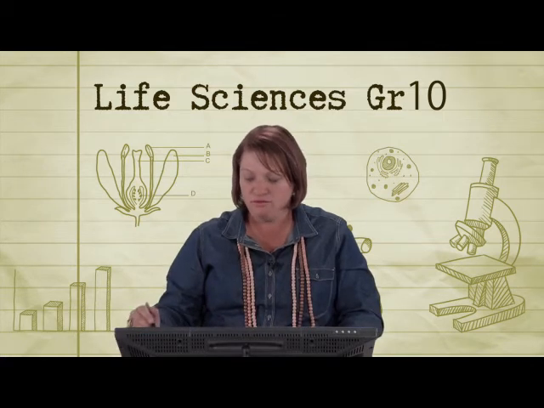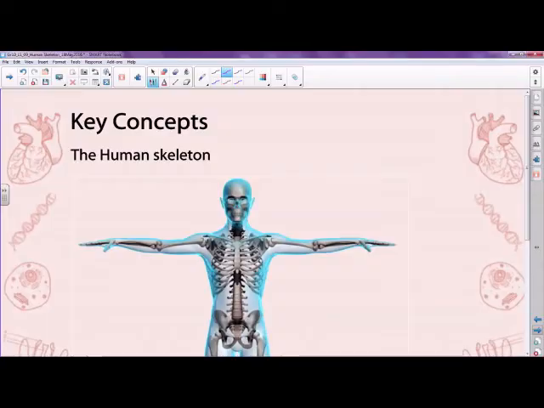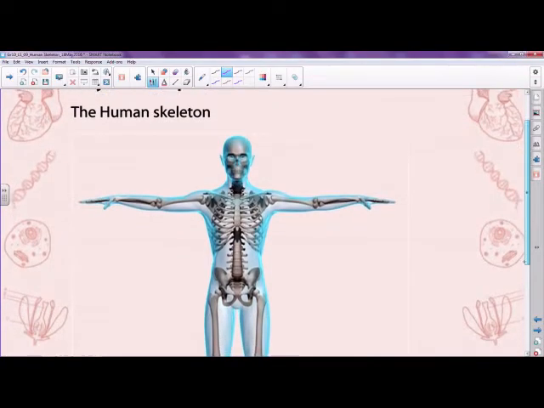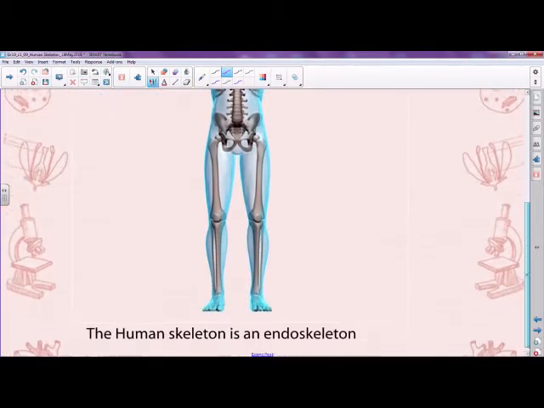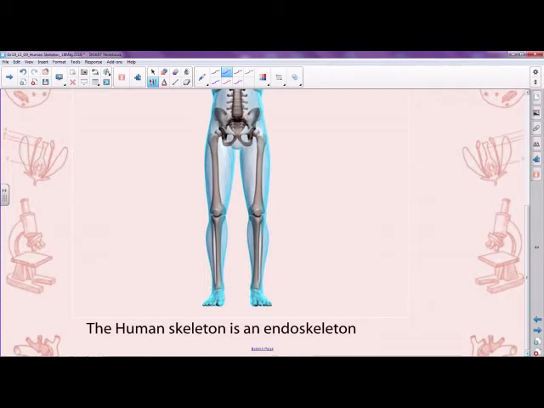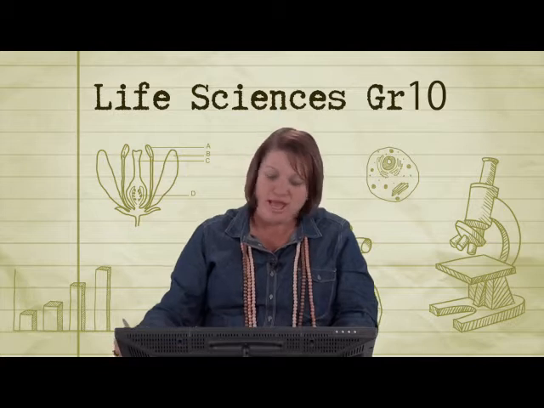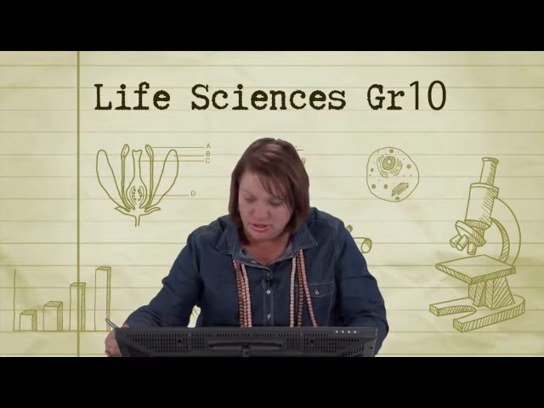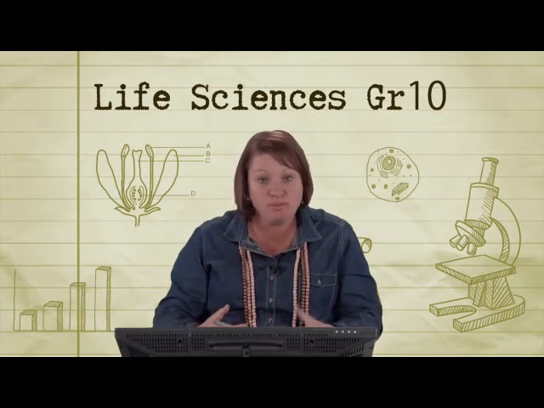Now, if we have a look here, the human skeleton, this is us. If we were to look inside, this is what we look like. And because it's inside our body, we have an endoskeleton. Okay, so we're going to learn all about the bones. You're simply going to label most of the bones in the skeleton.